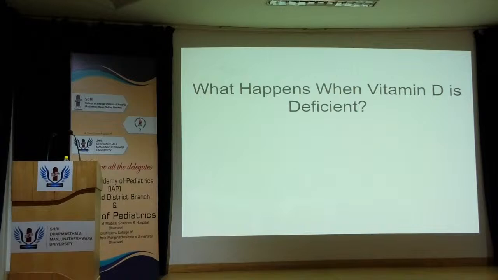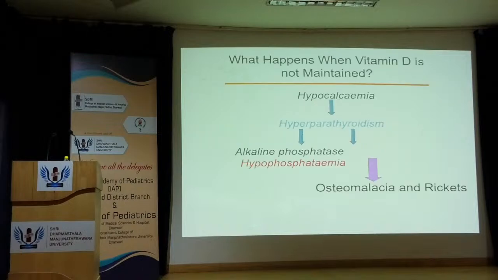So what happens when there is vitamin D deficiency? What is the ultimate cause of all these features that we see in rickets? When vitamin D is not maintained, what happens to the calcium levels? They drop down. When there is hypocalcemia, what happens to the parathyroid axis? It gets activated. Low calcium activates parathyroid hormone. All of you know, right? There are parathyroid glands which secrete parathyroid hormone in response to hypocalcemia. This parathyroid hormone goes and acts on bone, causing more bone resorption, and this leads to calcium influx into the serum, so that normal calcium is maintained.